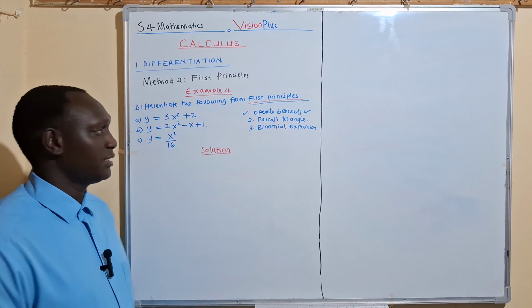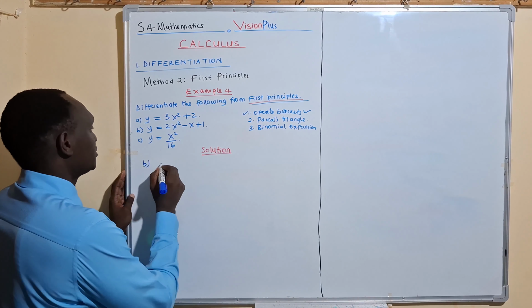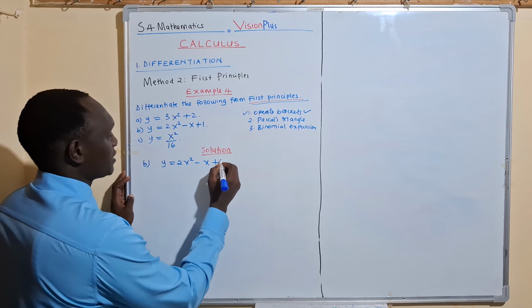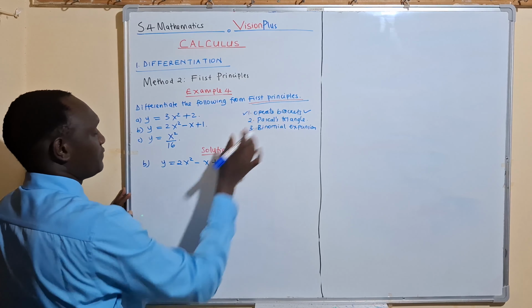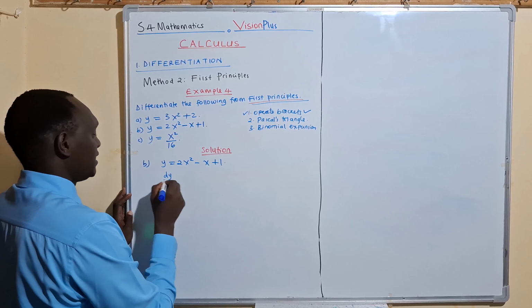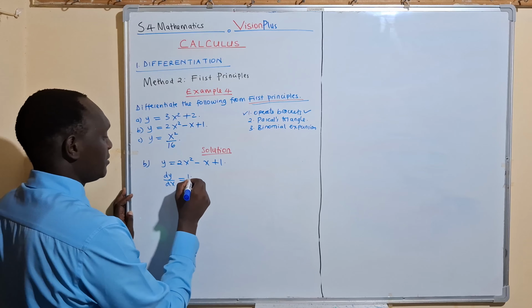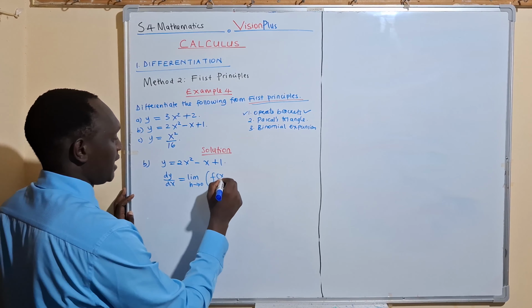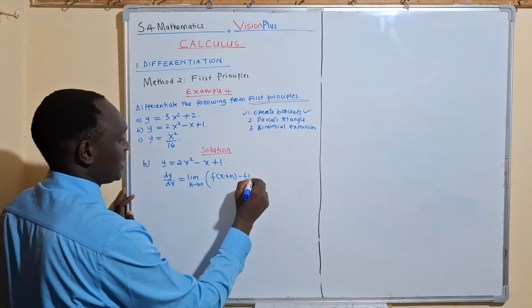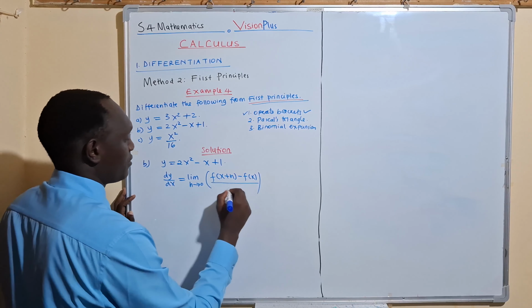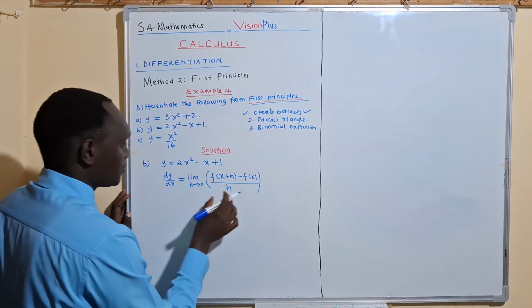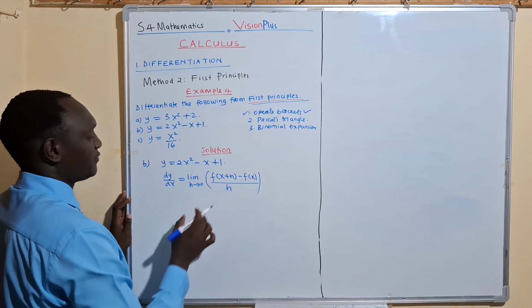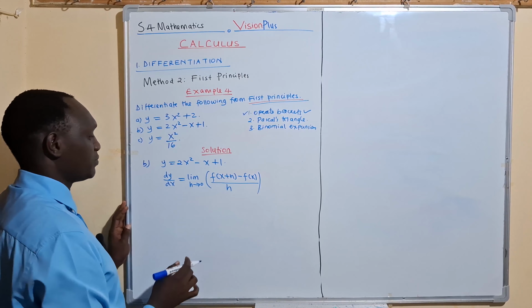And now going to part B. Part B, we have the function y equals 2x squared minus x plus 1. The formula for first principles states that dy/dx equals the limit as h tends to 0 of f of x plus h minus f of x, all over h. So from here, we need to get the two functions, f of x and f of x plus h. We need the expressions.